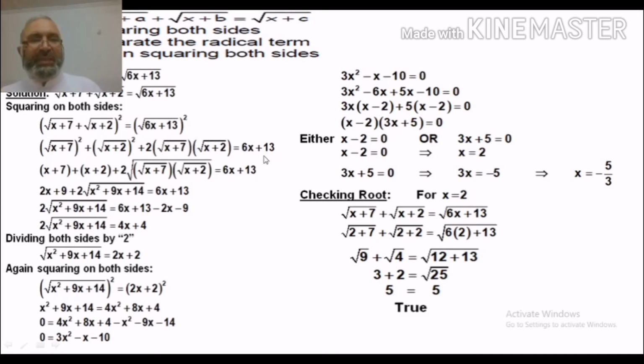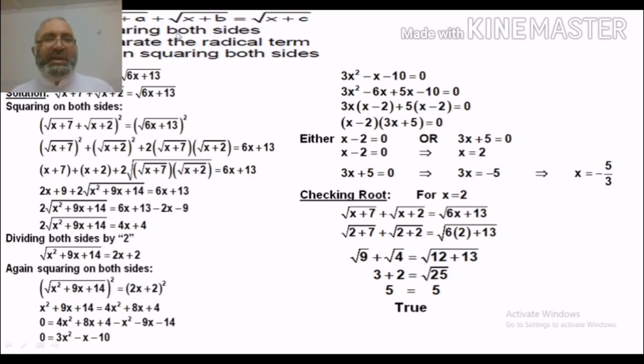Again simplifying, the square root cancels with the square, we get x plus 7, plus this square cancels with the square root, we get x plus 2, plus 2 into the product of these two terms, √(x plus 7) √(x plus 2). So a square plus b square plus 2ab. This term is extra, there is no need of the square root. Only the first term plus the second term plus 2ab, that is in product form: 2 into √(x plus 7) √(x plus 2) is equal to this one.